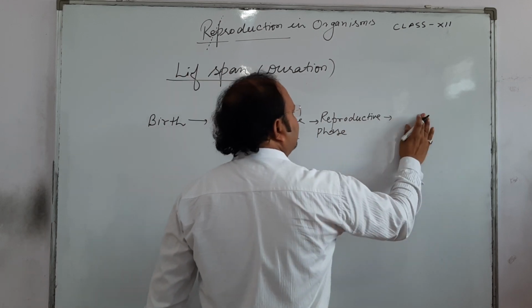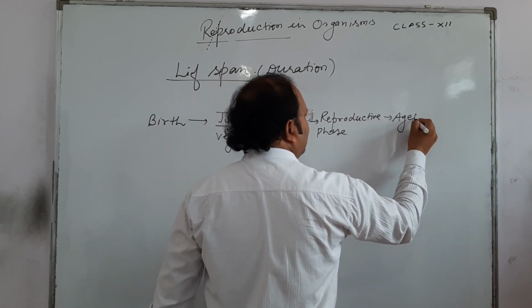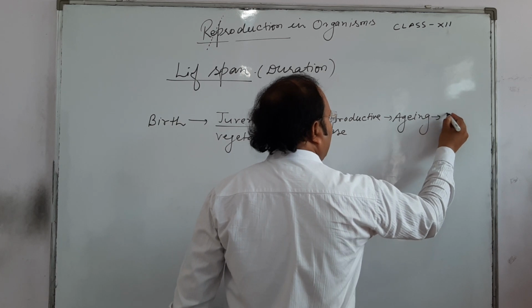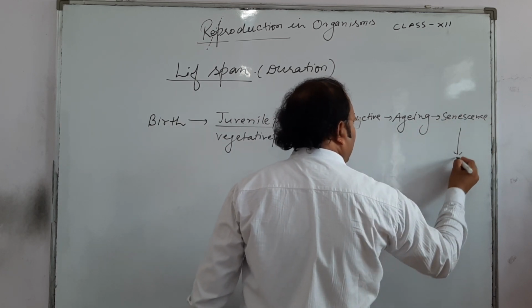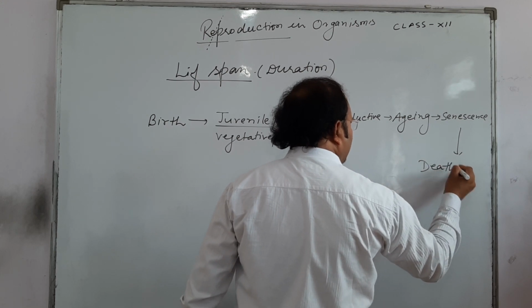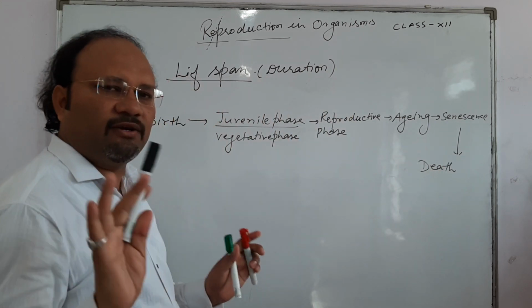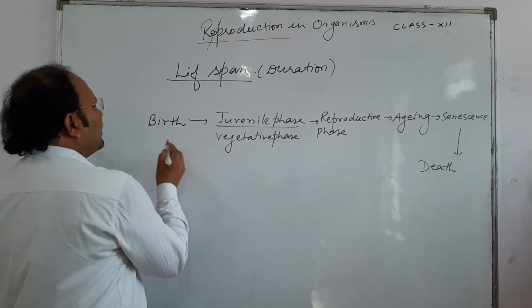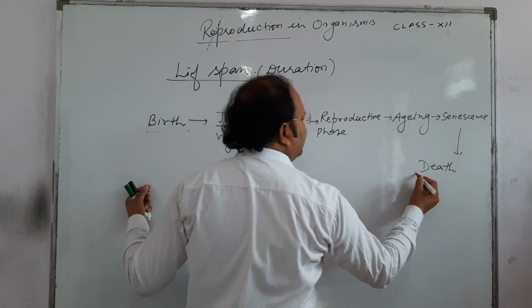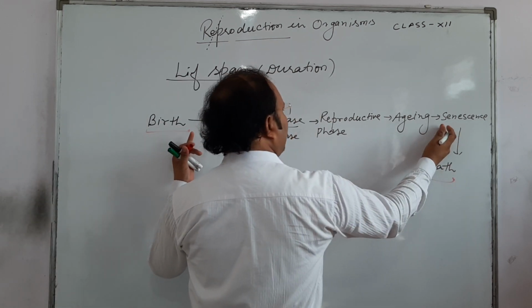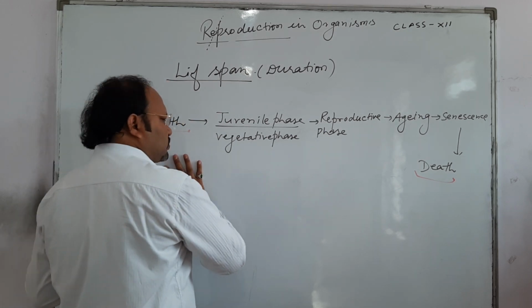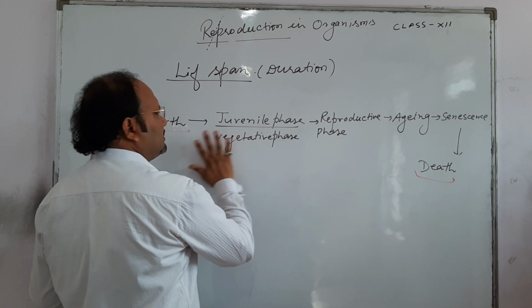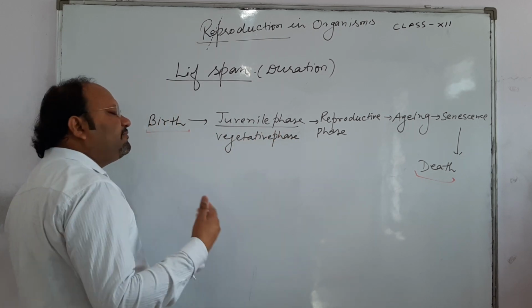Then after, aging. Then after, senescence, and ultimately it leads to death. Look, this is the way of study of the life of an individual between the birth and death. This duration is called life span or life cycle. Also, within this duration, within the lifespan, there are different stages.